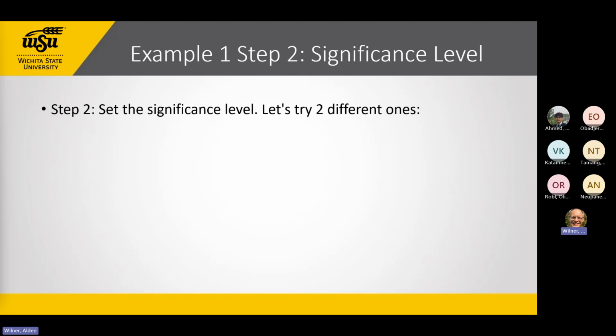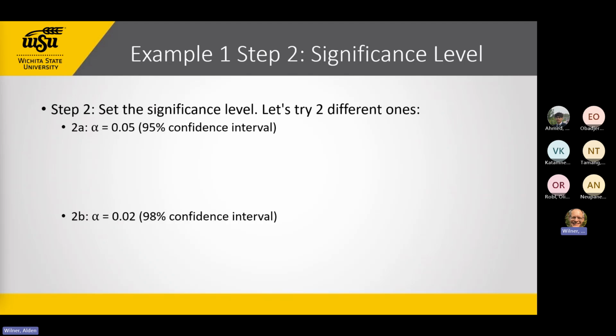We set our significance level. For this example, we're going to try 2 different confidence levels. We're going to try an alpha of 0.05. We're going to try an alpha of 0.02, or a 98% confidence interval. And we'll see that we get different answers. In this case, why? Because the p-value is between those 2 numbers, right?